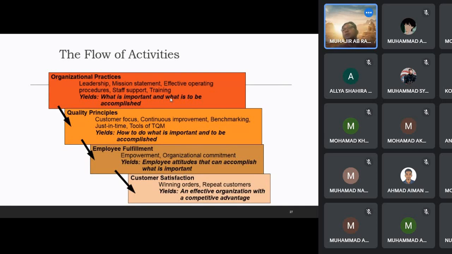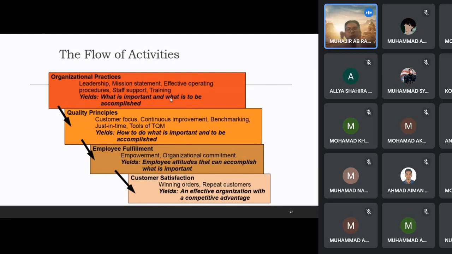Okay, so here more toward hands on, yeah, how to do what is important and to be accomplished. Okay, you got the command from the top management, so the middle manager must know how to do or to implement these ideas. Okay. Then in terms of employee fulfillment, so employee attitude can accomplish what is important.